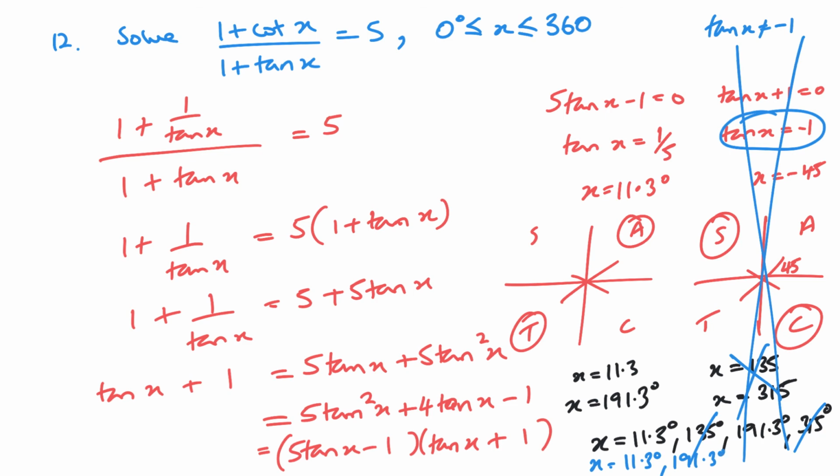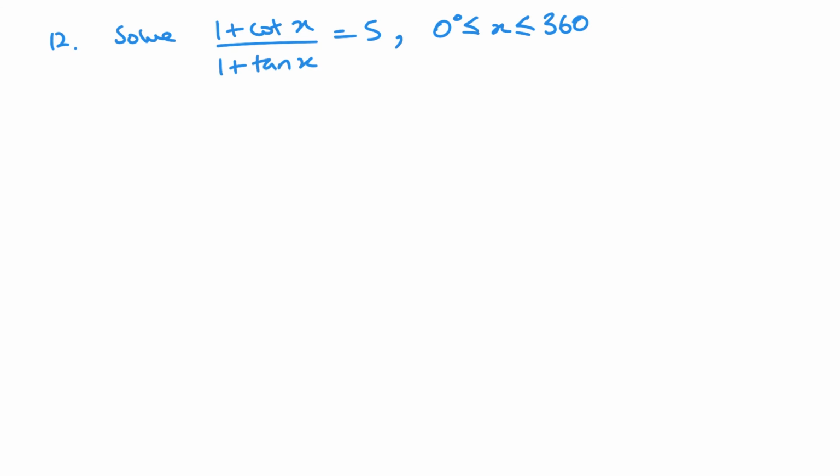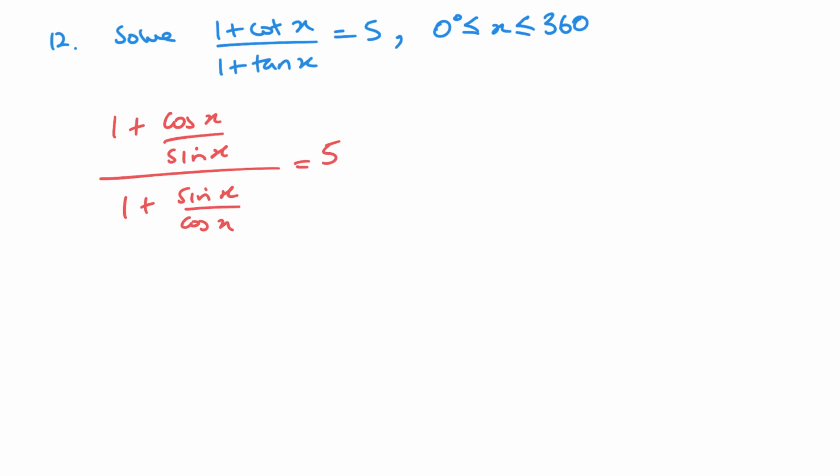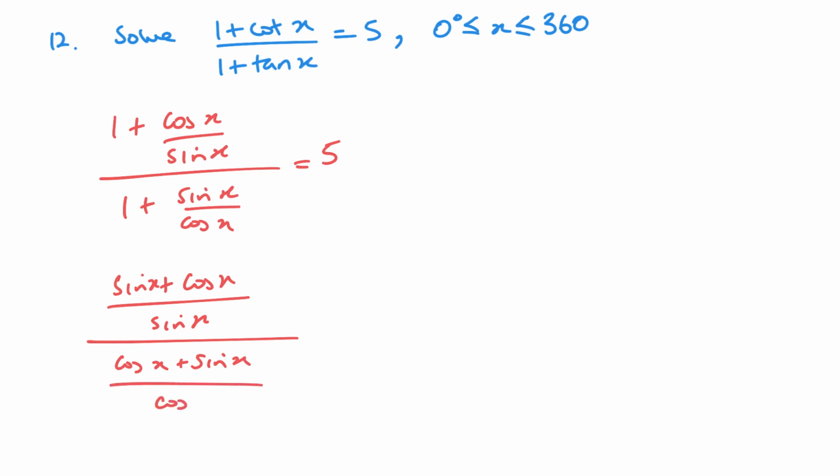191.3. Okay, I'm going to do this again with an alternative method, but instead of using tan, using sine and cos. So cos x over sine x and sine x over cos x equaling 5. So look at the top of my fraction, I've got sine x plus cos x over sine x. And then the bottom fraction would be cos x plus sine x over cos x.